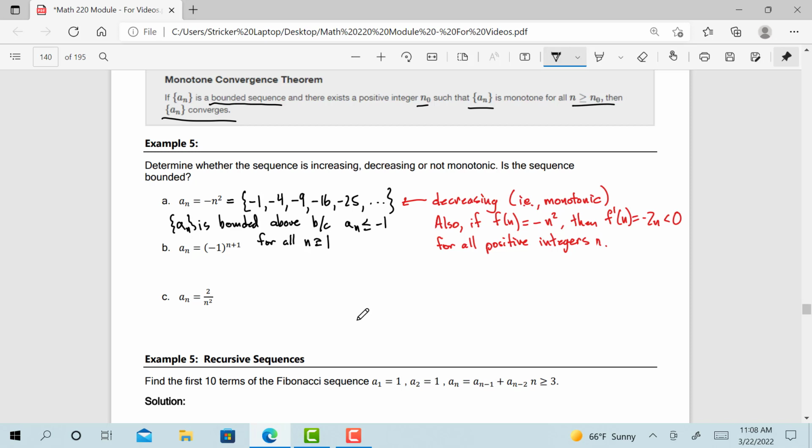Okay, let's look at another one. a sub n equals -1 to the n plus 1. This is one of those sequences that is bouncing back and forth, right? So the first term when n equals 1 is +1, and then -1, and +1, and -1, and so on. Is that sequence increasing or decreasing? Well, we can't say that because each term is not successively getting bigger or smaller. So in this case, we would say it's not increasing or decreasing, which means it's not monotonic, right?